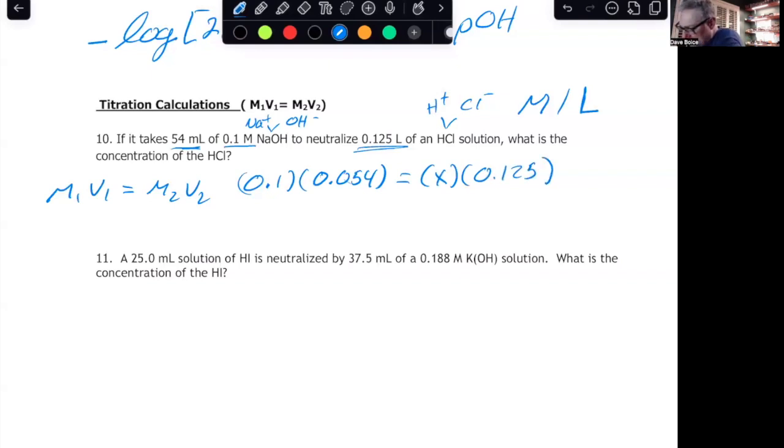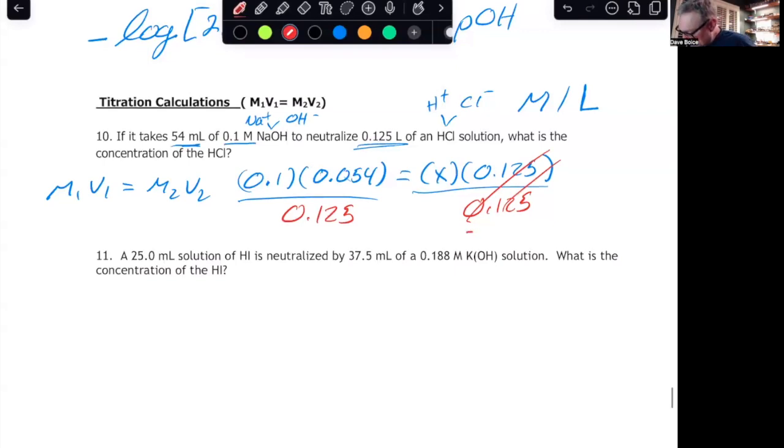Okay, so if I want to solve for x, what I'm going to do is just divide both sides by the same thing, which is 0.125. It cancels on this side. And so here's my equation. In a calculator, I'm just going to put 0.1 times 0.054, close those parentheses, divide that number by 0.125, and my answer will come out to 0.0432, and that's my concentration in molar.